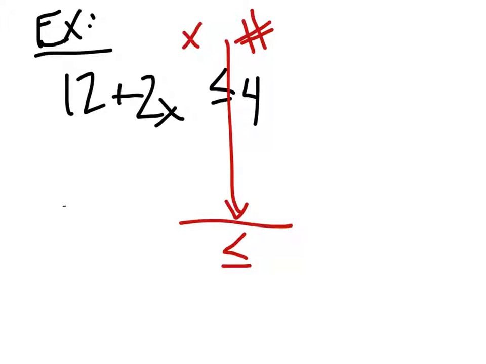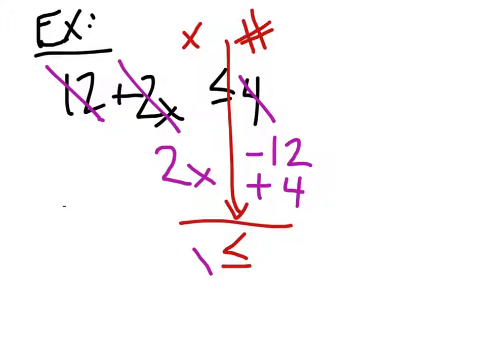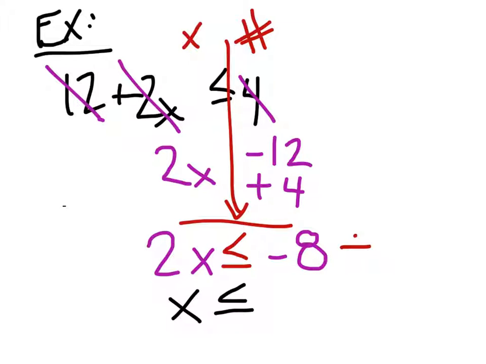So now that we've chosen that, we start the switch and stay game. 12, switch or stay? Switch. Positive 2x, switch or stay? Stay. 4, stay. Okay, so this is where the x's are. It's 2 x's. Negative 12 plus 4 is negative 8. All right, so we add and subtract. Now, is the coefficient of x negative? Nope, so the inequality stays. You got the x, just take the negative 8 and divide by the coefficient, which is 2. Negative 8 divided by 2 is negative 4. Done.